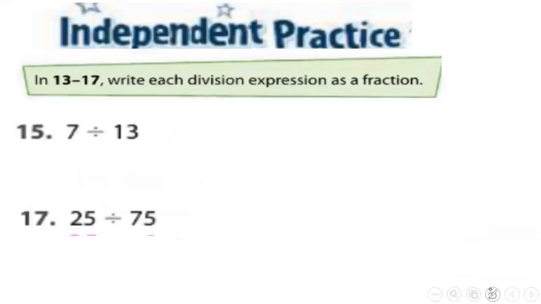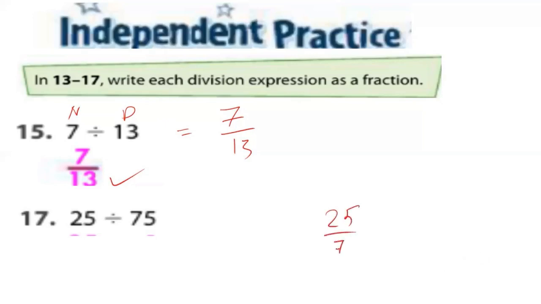It will be the opposite: write the division expression as a fraction. 7 is the numerator, 13 is the denominator. 7 divided by 13 will be 7 over 13. If you can get a simplest form, do it. If you get an improper fraction, try to transform it into a mixed number if possible. Okay, so check the answer here. It will be 7 over 13. Excellent. Okay, number 17, 25 divided by 75. So I can write here as a fraction 25 over 75.